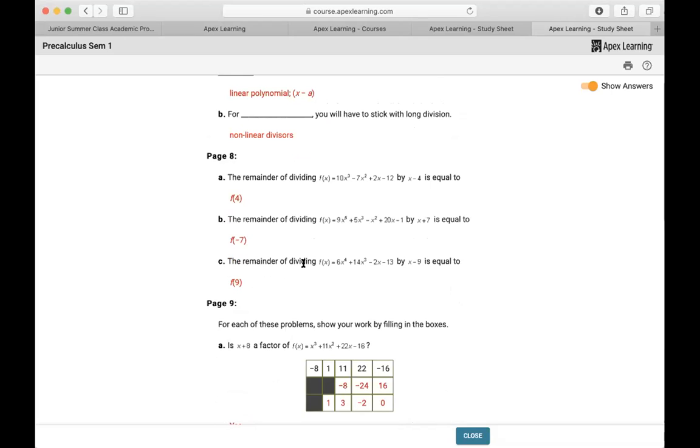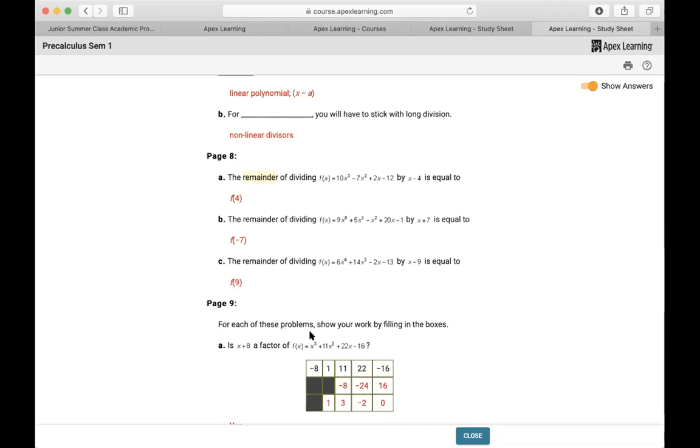All right. Now, for the first theorem there, the remainder theorem: if we're dividing our function by x minus 4, the remainder is equal to what happens when I plug in 4 for x. So if I were to do my synthetic process here, my remainder would be whatever value I get when I plug in 4 for x.